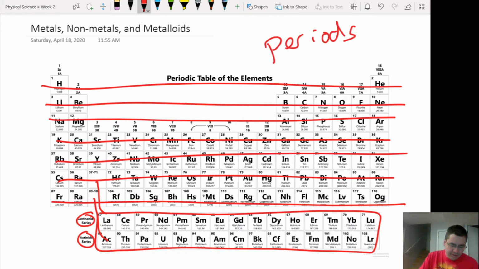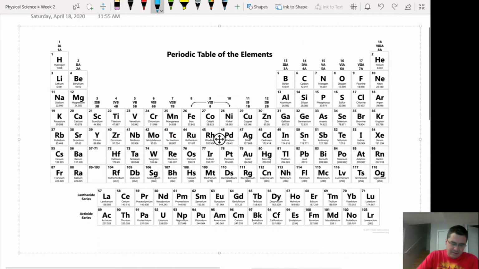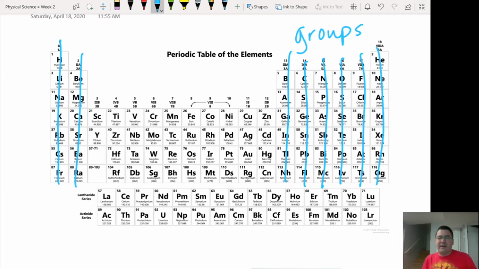Okay, the columns of the periodic table: there are 8 main columns or main groups. 1, 2, 3, 4, 5, 6, 7, 8. Those are called groups or families, and elements in each group behave similarly.